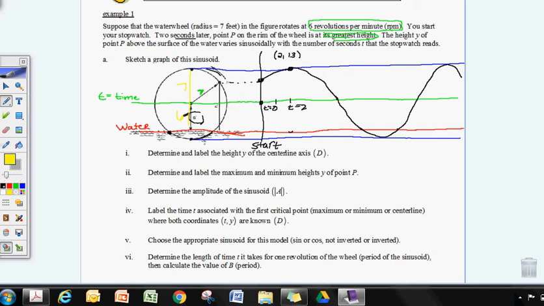So as I read through these pictures, it said, sketch a sinusoidal. Did that. Now I've already started to work out some of these things. Determine and label the height y of the center axis.